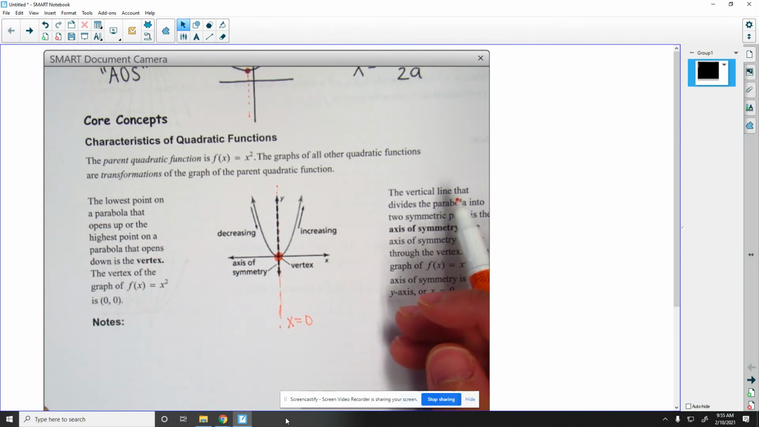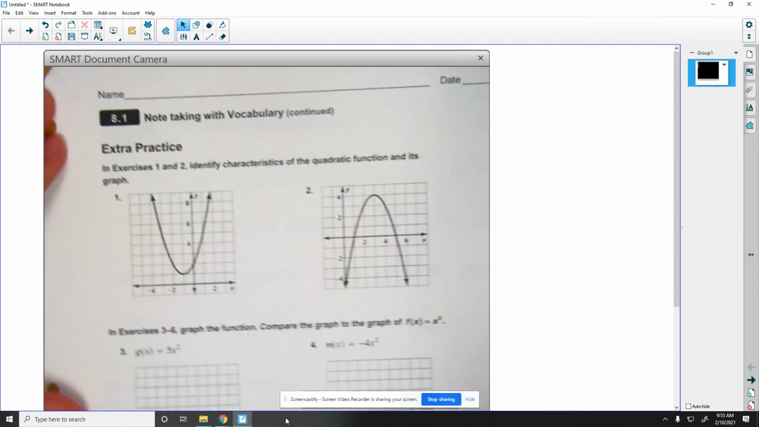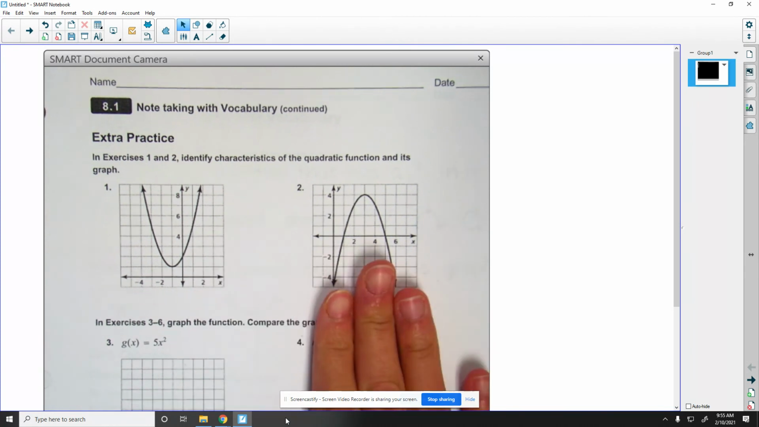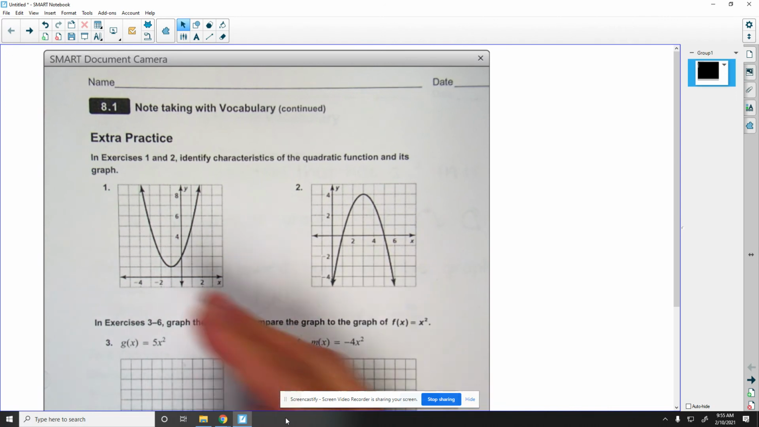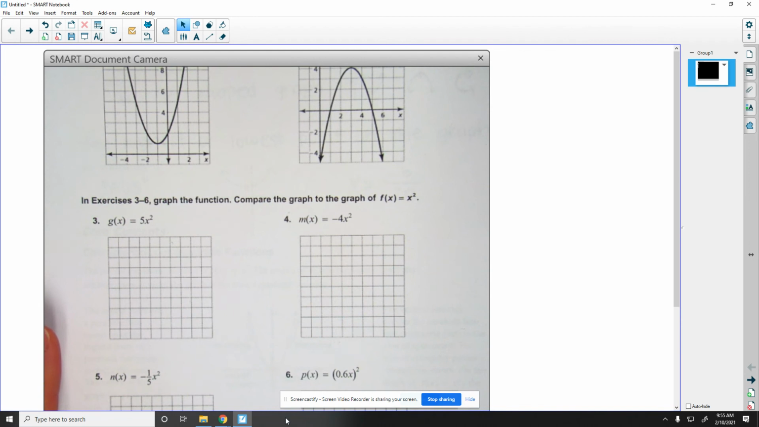Any questions so far? All right, let me teach you how to graph this then. So go to the third side, which is the second paper. If you're online, it's going to be the third paper, but if you're in person or if you printed it out, it's the one that says extra practice with a bunch of blank grids.